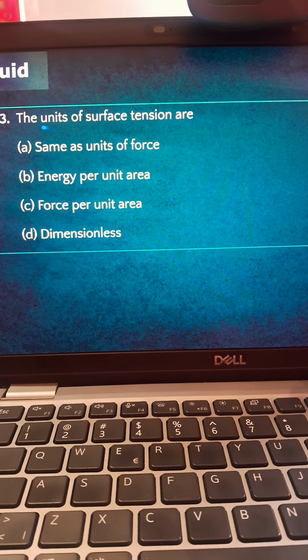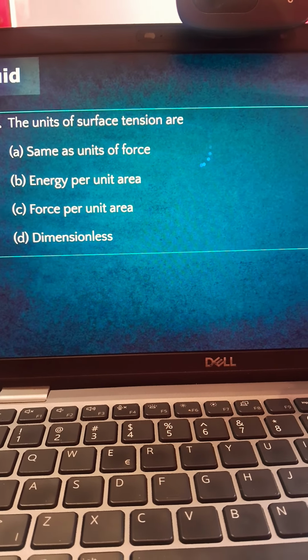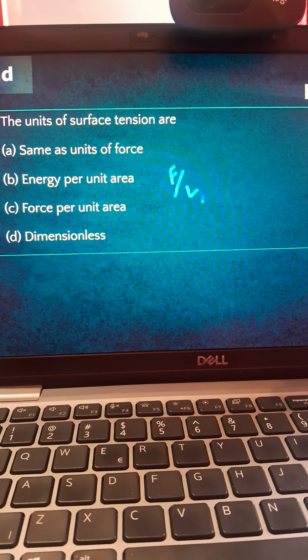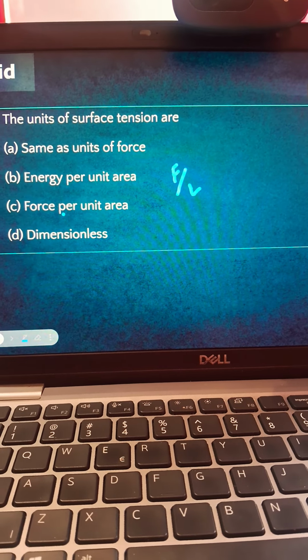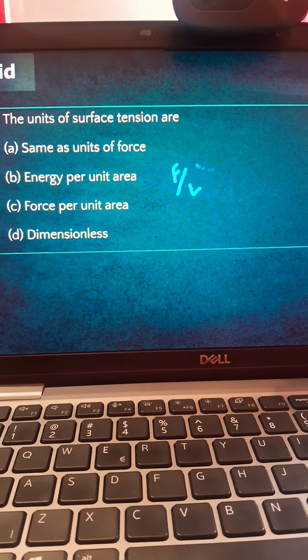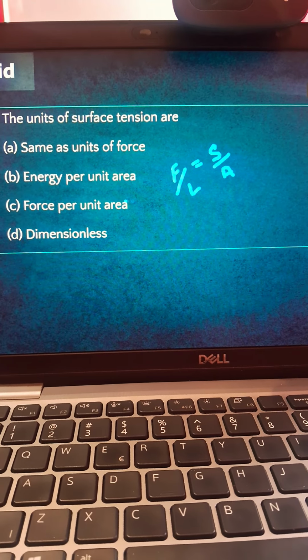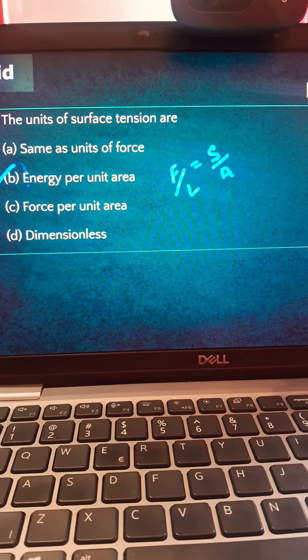Next, the unit of surface tension are, look, the surface tension is written as force per unit length, but no unit is given as force per unit length. This is also defined as surface energy per unit area. So energy per unit area will be the answer, right?